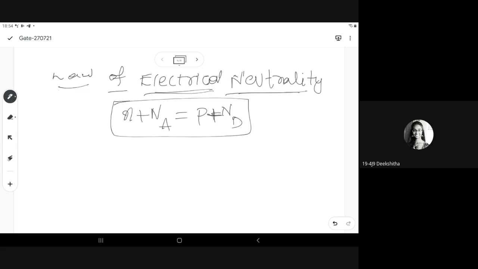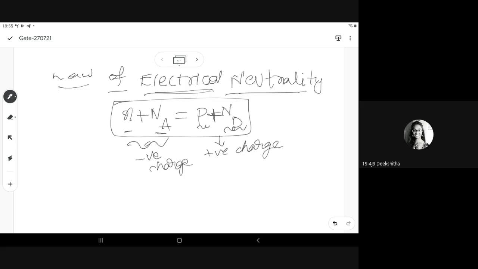The acceptor ion concentration, as well as the number of electrons, both have negative charge. Similarly, the holes have positive charge, as well as the donor ions. So the net negative charge is equal to the net positive charge. That is the statement we get from the law of electrical neutrality.